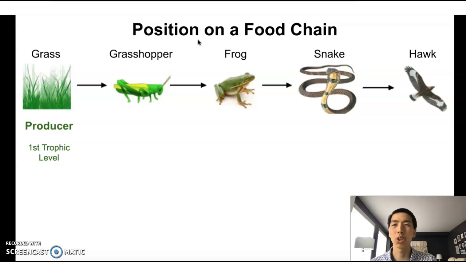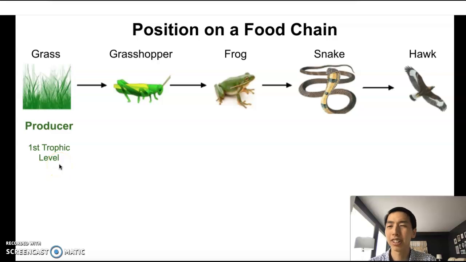They have certain words that they use to describe the position of an organism on a food chain. So I'm just going to tell you what those words are, that terminology, in order from left to right here. So starting with grass, you actually already know this word, producer. The bottom of a food chain is always a producer, but now we're also going to call it the first trophic level.